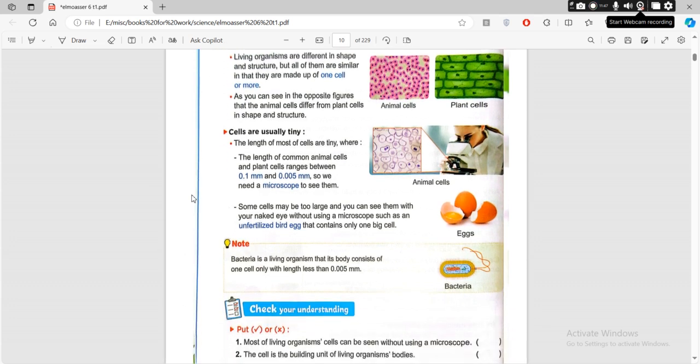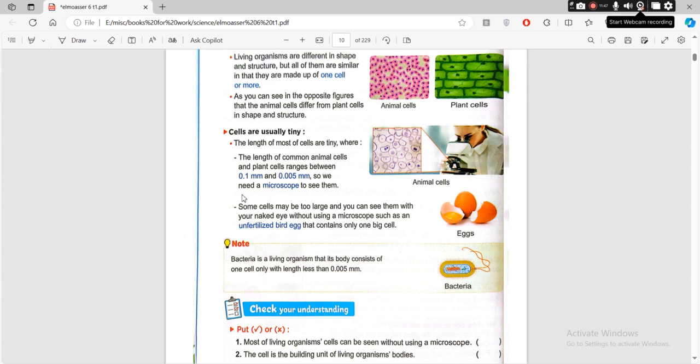Most cells are tiny. Tiny meaning they are very small. They cannot be seen with the naked eye. How tiny? Well, they are between 0.1 millimeters and 0.005 millimeters, which is very small. Even the ant, which is very small, is made up of cells, so you can imagine how small cells are. So this is why we need a microscope to see them.